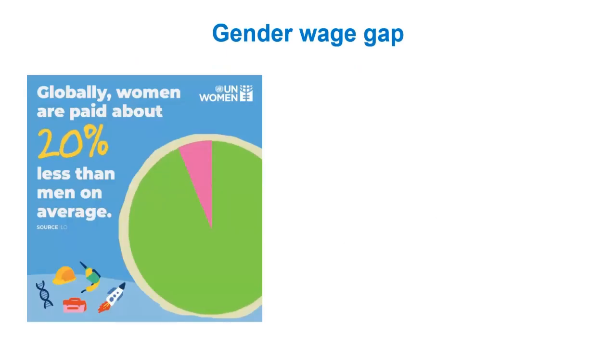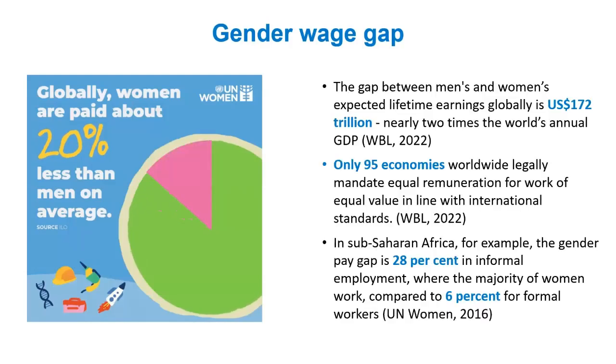So let's see some numbers. Globally, around the world, women are paid about 20% less than men on average. Then there is the gap between men and women's expected lifetime earning globally. The expected lifetime earning is the earning that an individual is expected to earn throughout their life cycle. The gap between men and women through the lifetime is around $172 trillion, which is nearly two times the world annual GDP. This is really huge.